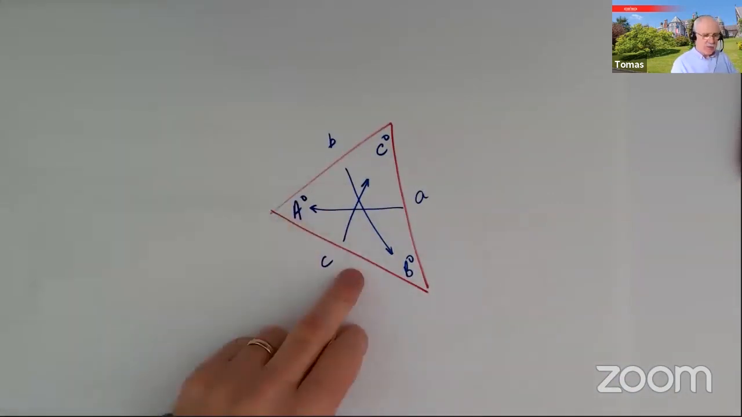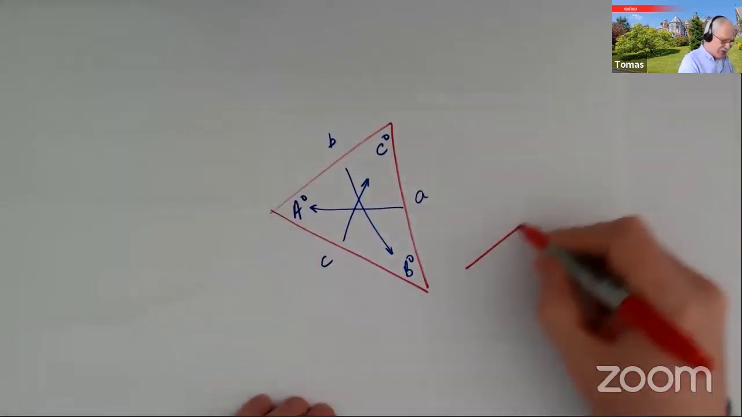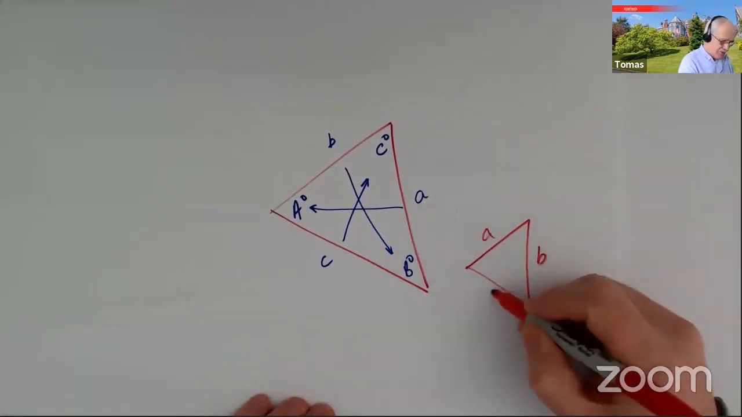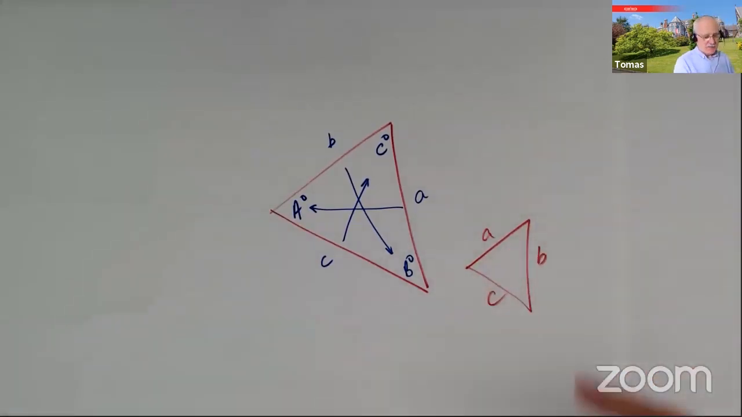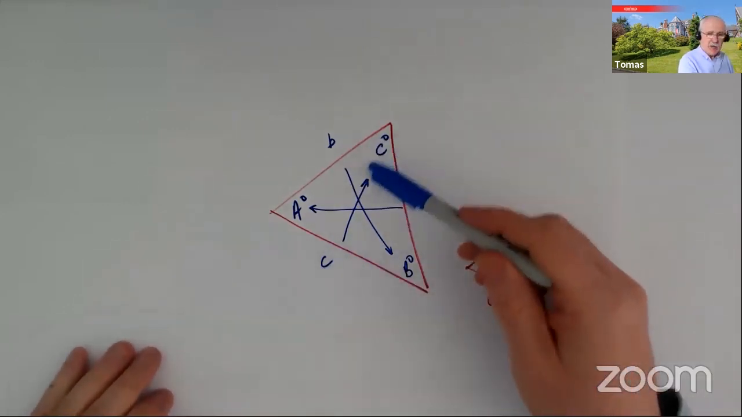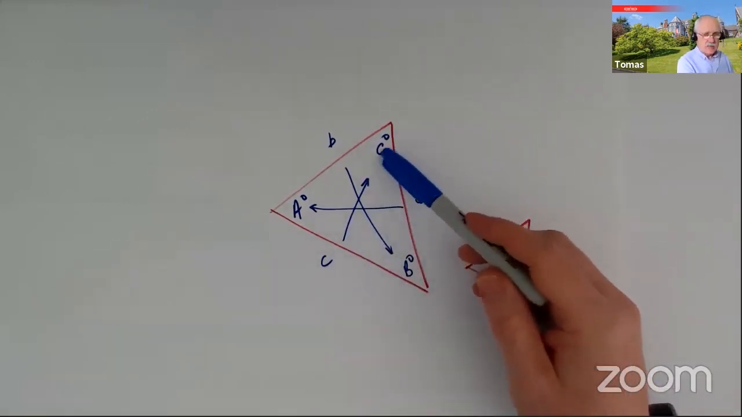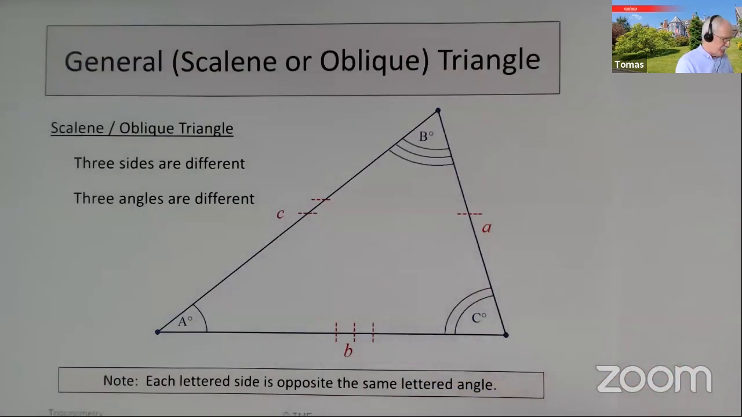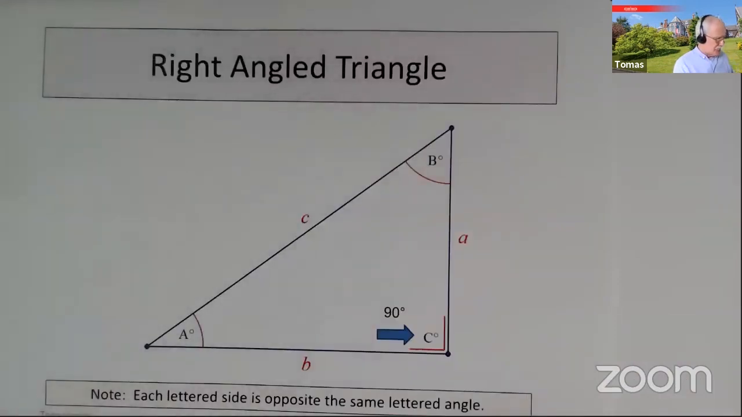You can't just come in and write A, B, and C as three angles or three sides and then make up the angles separately. None of the equations will work if you do that. So the side must be opposite its own lettered angle. It's really important. So each lettered side is opposite the same lettered angle.